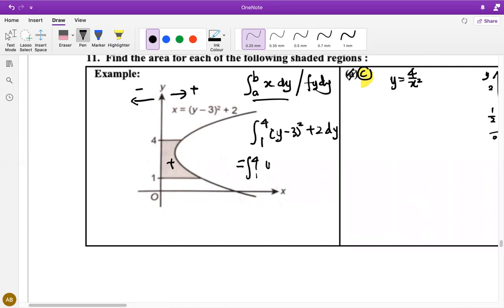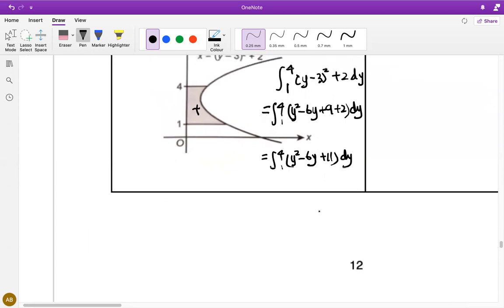Okay, then this one you can expand. For this, you expand to y squared minus 6y plus 9 plus 2 dy. Okay, hence you will get y squared minus 6y plus 11 dy. All right, so then you can integrate, you get y cubed over 3 minus 6y squared over 2 minus 11y from 1 to 4.